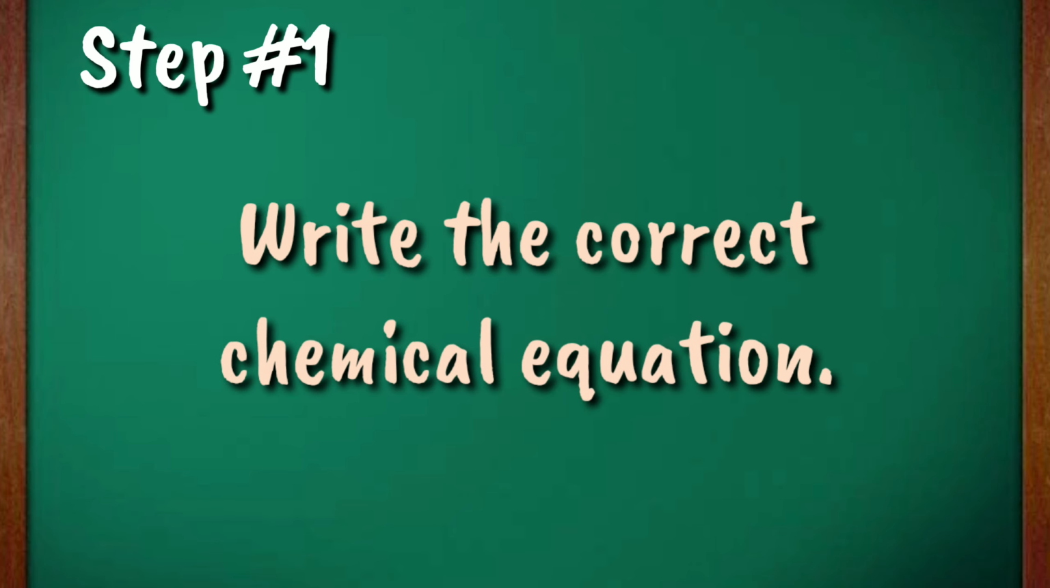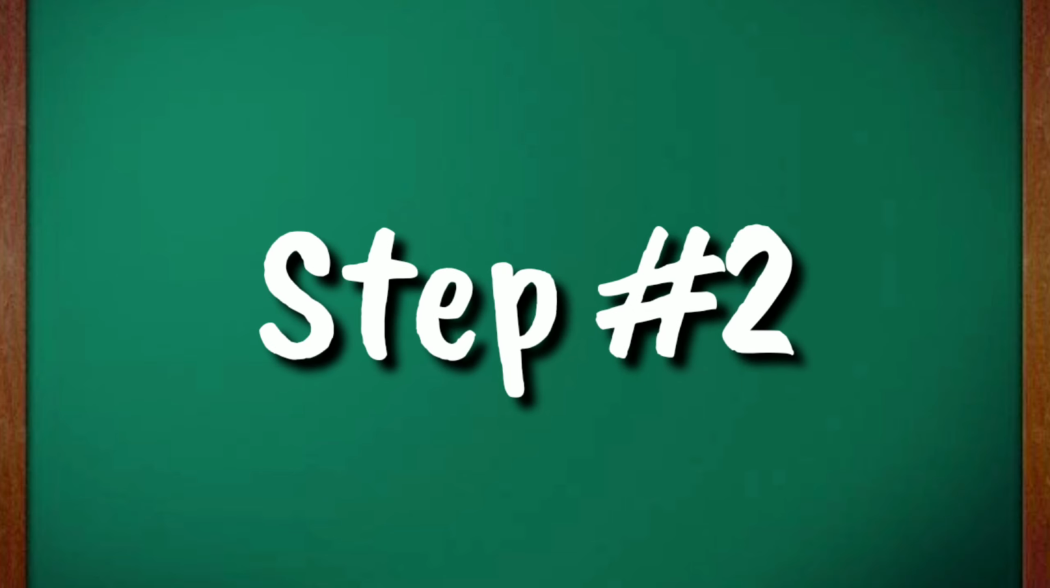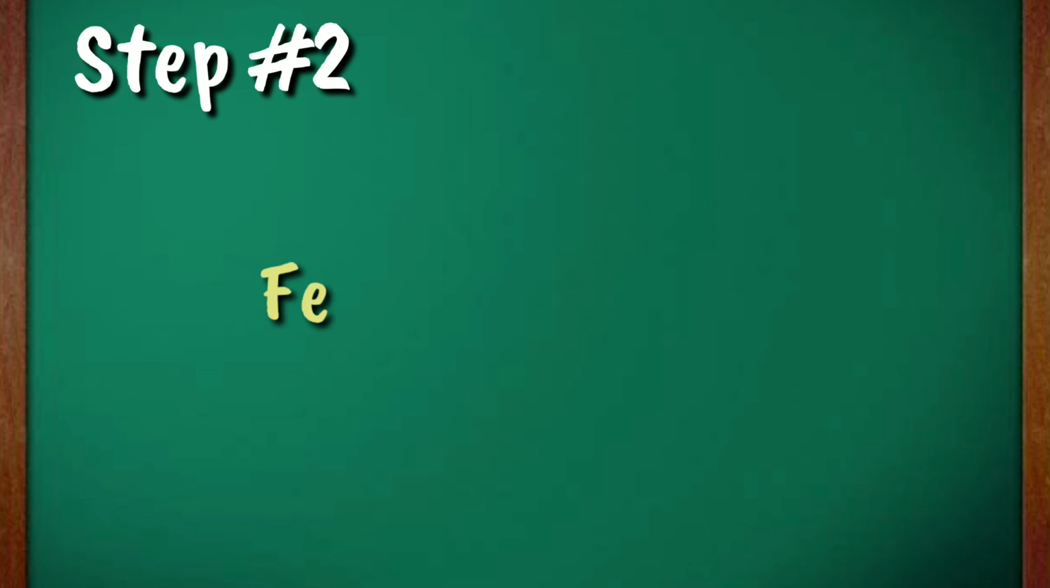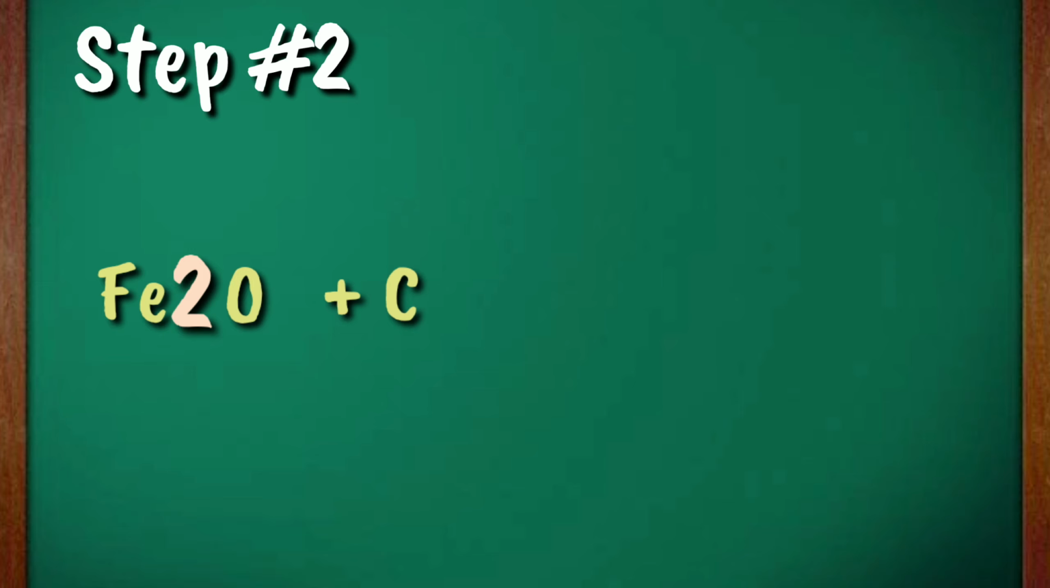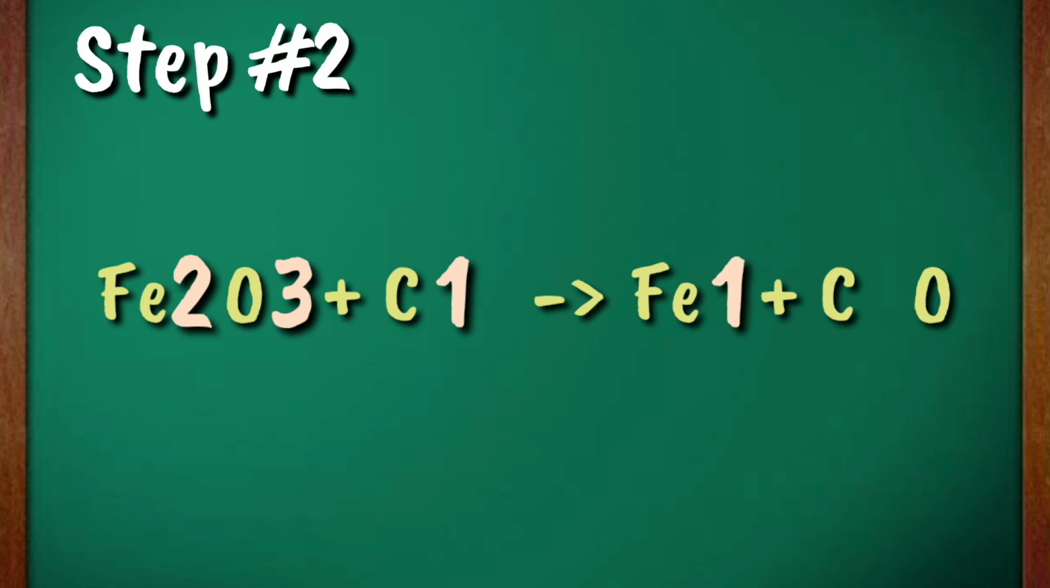So the first step is, write the correct chemical equation even if it's not balanced. This is important because of the law of definite proportions. So the correct chemical equation is Fe2O3 plus C will yield Fe plus CO2. The second step is, write the number of atoms per element. So in the reactant side, iron has 2, oxygen has 3, and carbon has 1. And on the product side, iron has 1, carbon has 1, and oxygen has 2.